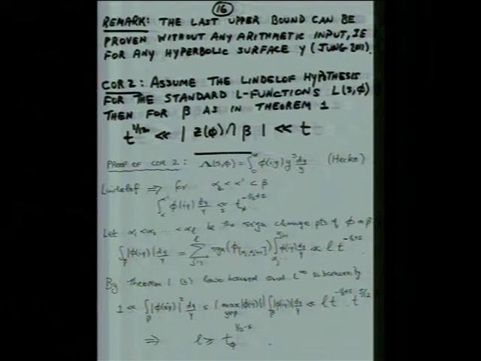So if I assume the Lindelof hypothesis for L functions, and you'll see in a second why I need to assume something so strong, then for beta, a segment inside delta, I can give a lower bound for the number of intersections of the zero set with that segment. In other words, that's saying that the zero set cuts this beta in at least that many points. I'm creating sign changes by hand, well, by this argument. So this lower bound will create the sign changes.